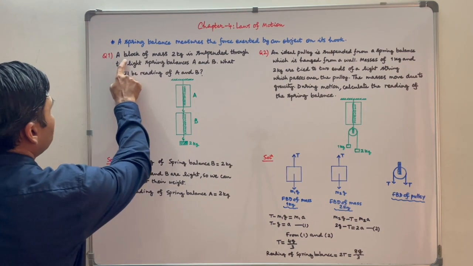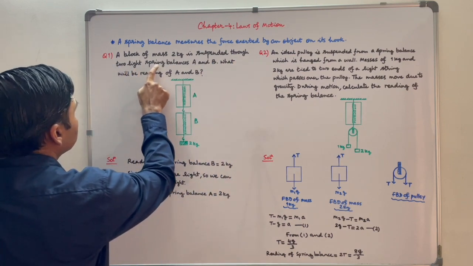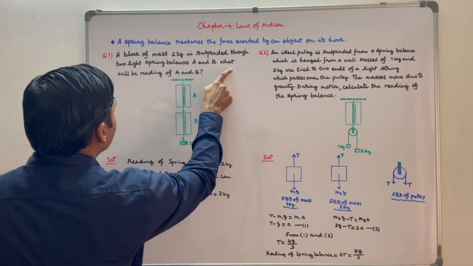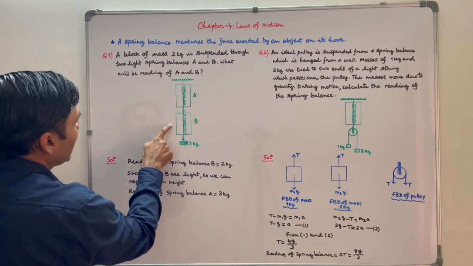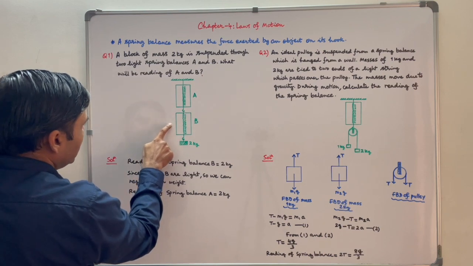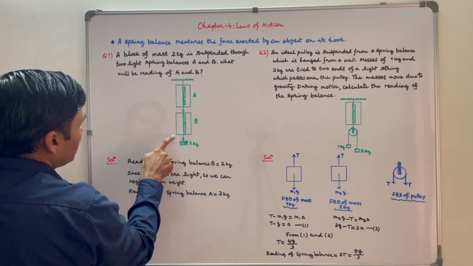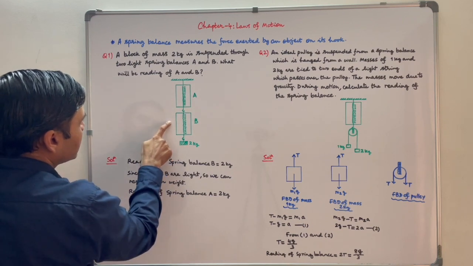First question, a block of mass 2 kg is suspended through two light spring balances A and B. What will be the reading of A and B? These are two light spring balances. That means we can neglect their mass. 2 kg is suspended from spring balance B. We have to calculate their readings.